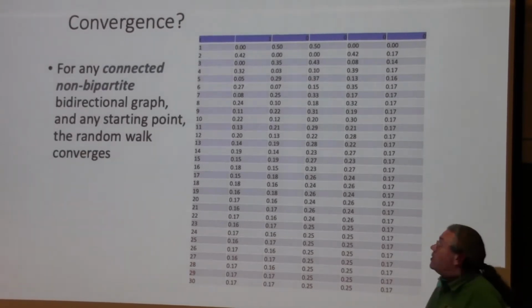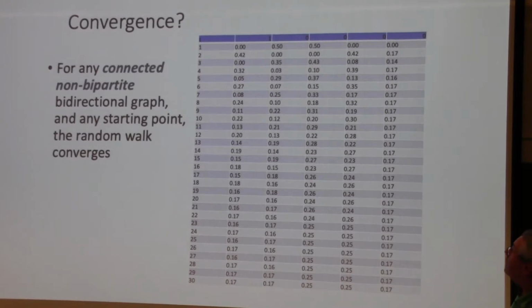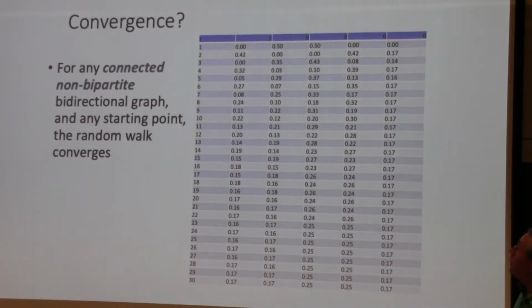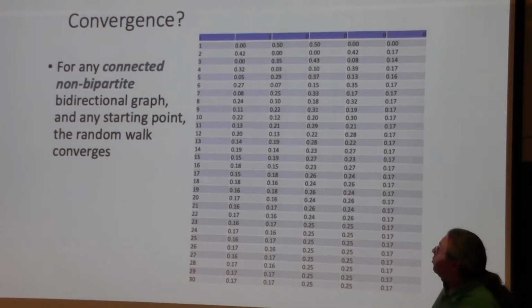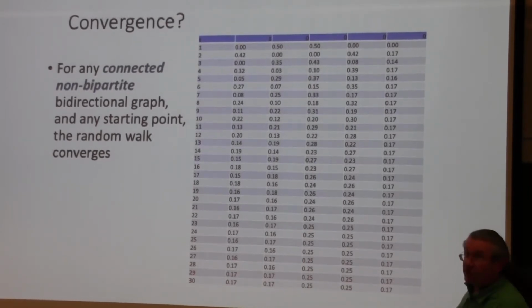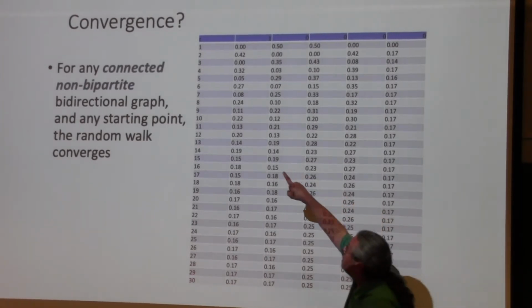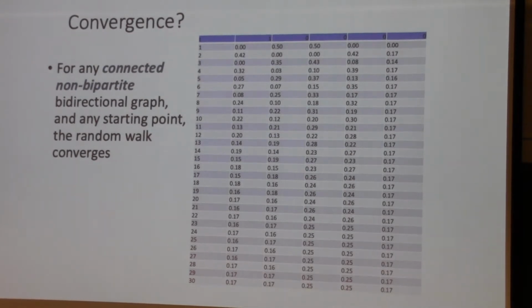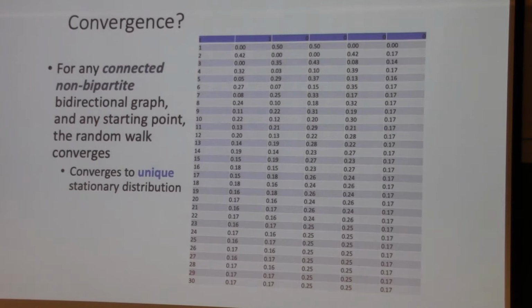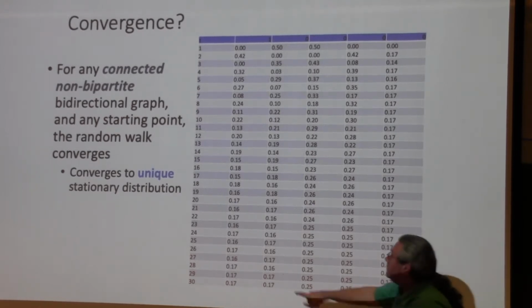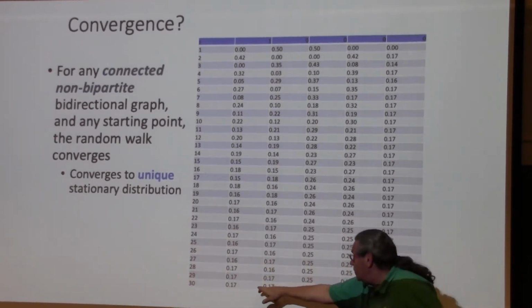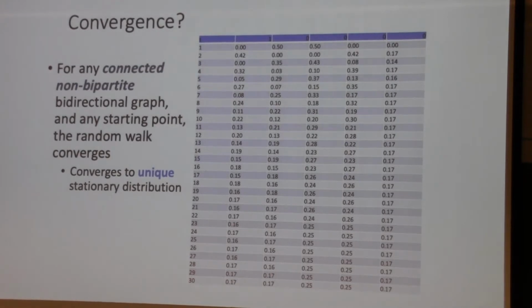Okay. And you can prove, which I will not, but I will give a lot of intuition, for any connected, non-bipartite, bidirectional or undirected graph, and any starting point, the random walk converges. And we'll see it has to be connected and non-bipartite. If you don't have that, it won't actually converge. Okay? And there's some unique stationary distribution. So stationary means that if you keep doing more steps, the probabilities stay the same. They're stationary. Okay?